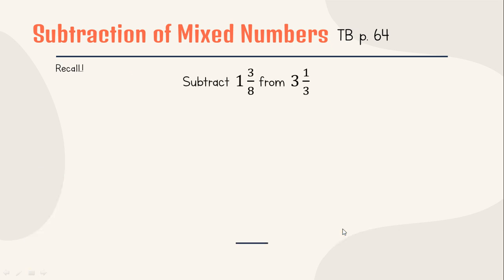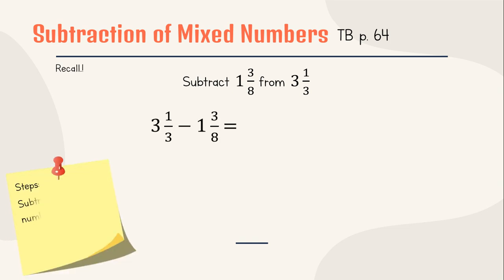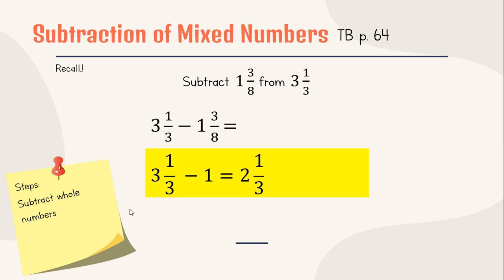Like this one: subtract 1 3/8 from 3 1/3. First of all, subtract whole numbers. Now, we have to pay attention. This is the case of not having enough. Before, what we had was 3 minus 1 only. But here, I want to make it this minus this whole number. So 3 1/3 minus 1.